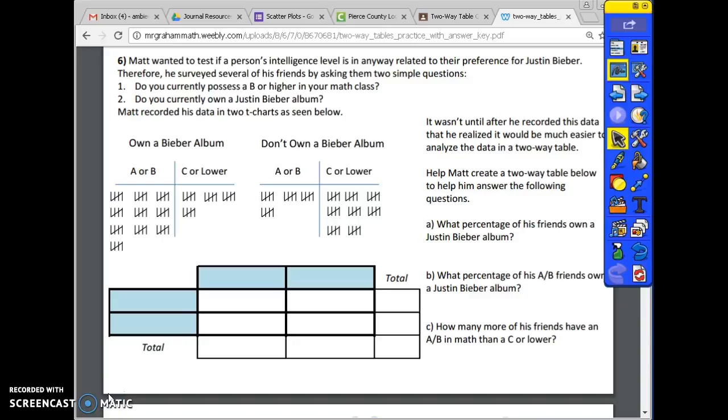Matt wanted to test if a person's intelligence level is in any way related to their preference for Justin Bieber. Therefore, he surveyed several of his friends by asking them 2 simple questions. Do you currently possess a B or higher in your math class? And do you currently own a Justin Bieber album? Matt recorded his data into the chart seen below. It wasn't until after he recorded this data that he realized it would be much easier to analyze the data in a two-way table. Help Matt create a two-way table below to help him answer the following questions.